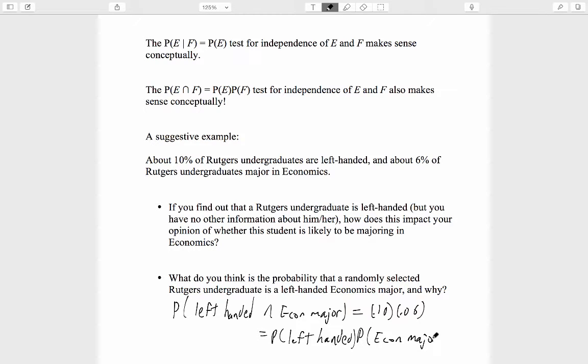that is the 0.06. Thus, it makes sense that the independence of left-handedness and majoring in economics shows up in the equality of these probabilities: this unconditional probability and the product of these two unconditional probabilities.